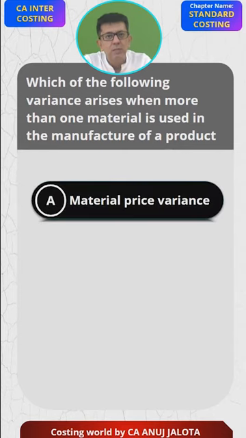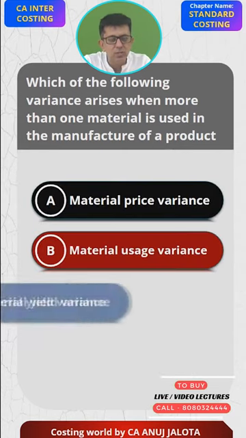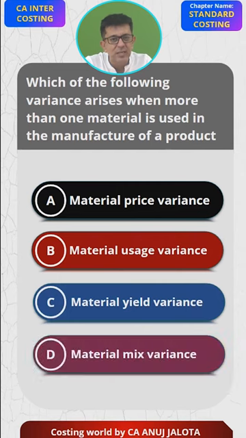A, material price variance. B, material usage variance. C, material yield variance. And D, material mix variance. Think of the answer and put that in the comment box, please.